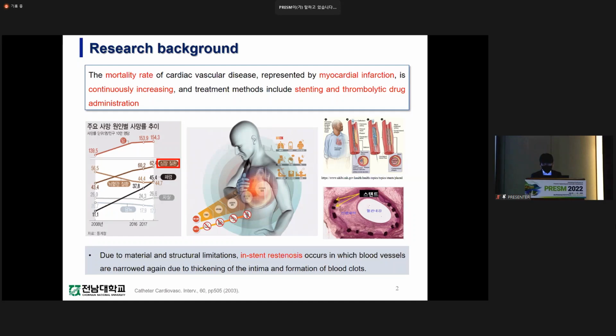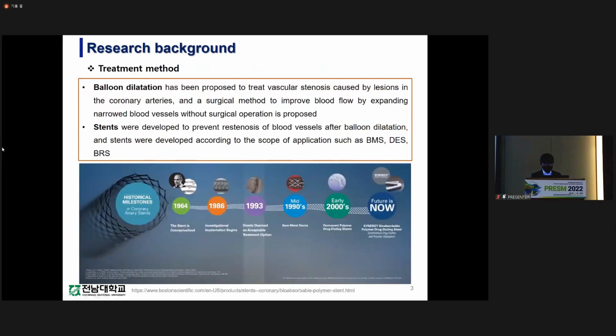In order to improve the narrowing of the blood vessel wall again, platelet inhibitors or thrombolytic drugs need to be taken. But continuous drug administration cannot prevent hemostasis and surgical operation is required. Balloon dilatation and stenting are used to treat vascular disease.